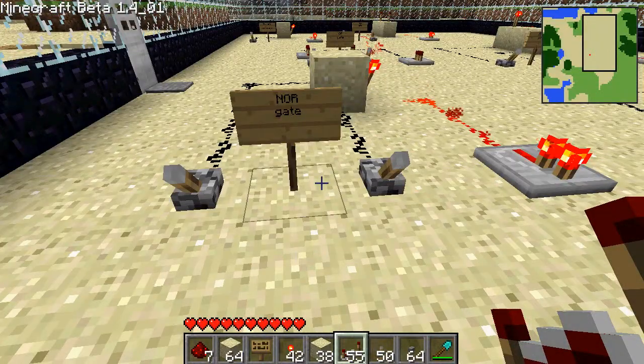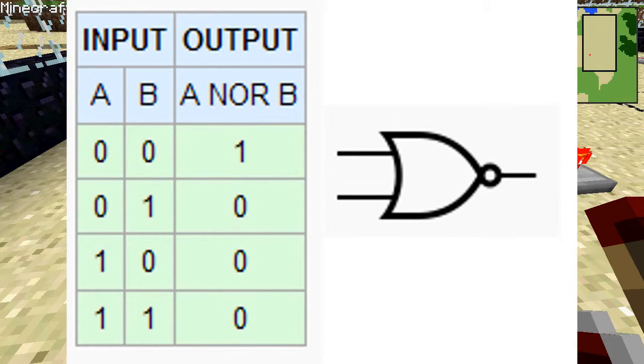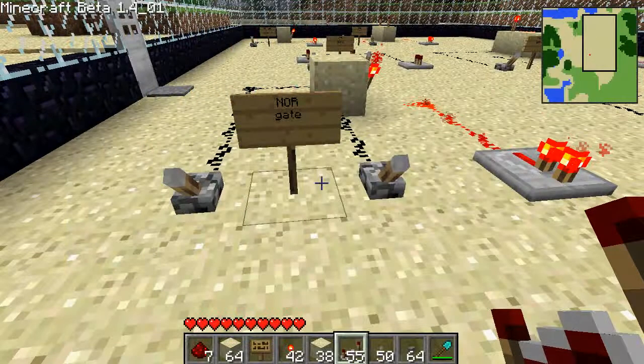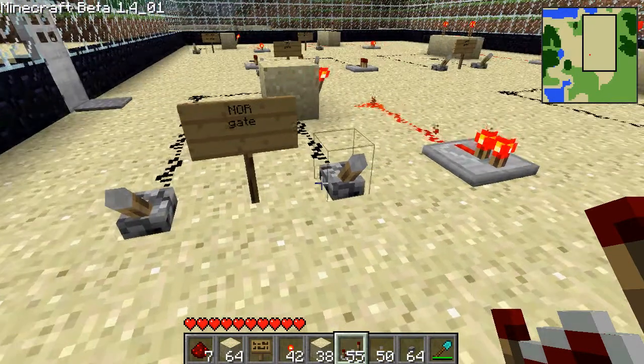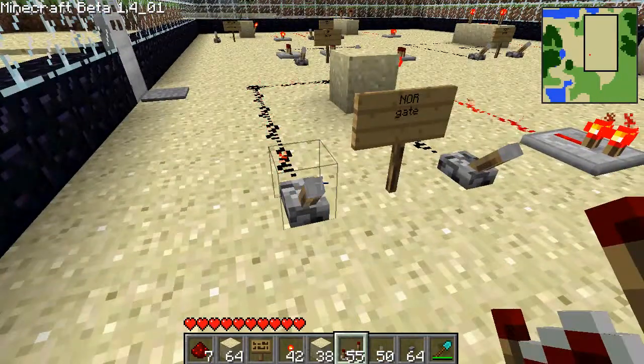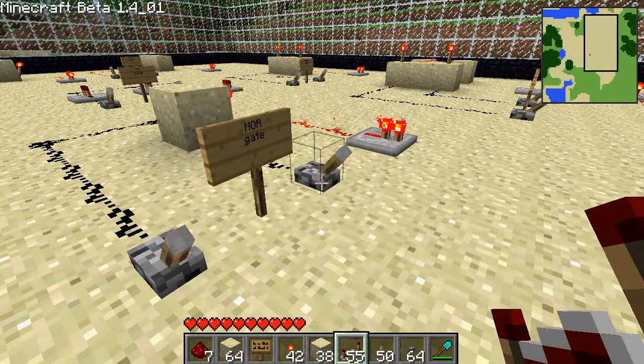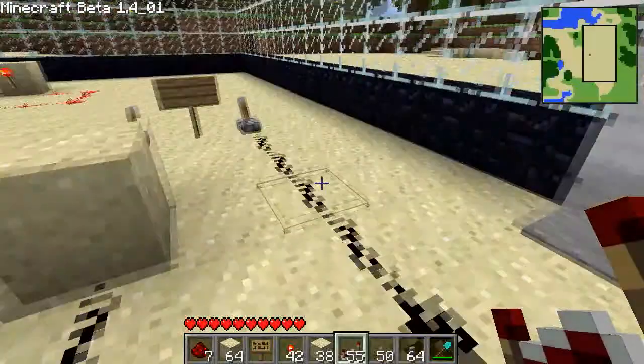Since we have a NOT AND gate, it seems we should also have a NOT OR gate as well. And we do. It's called, appropriately enough, the NOR gate. Here's the logic table. As you can see, it's simply an inverted OR. Let's see it in action. It's very easy to construct, as you'd expect. Really, nothing more than 2 inputs to a redstone torch inverter.